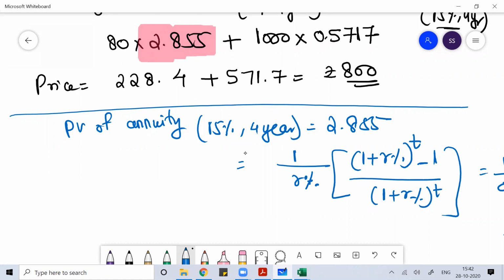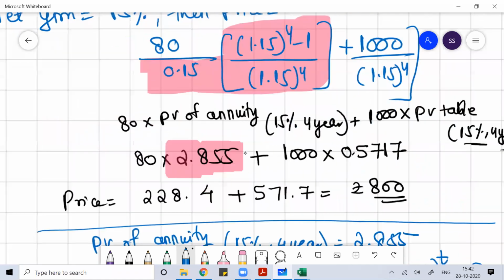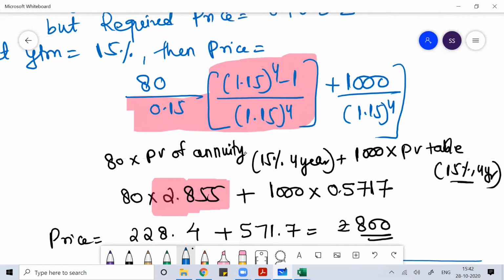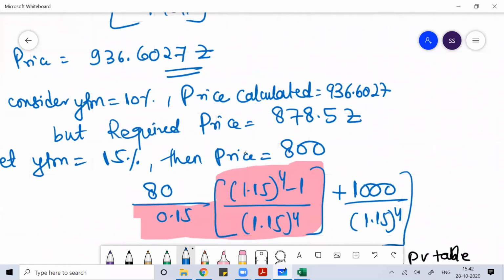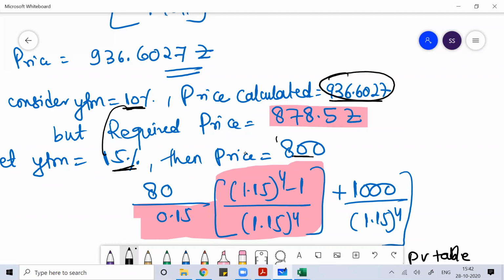Anyway, let me come back to the question. I need to find the YTM. If I take YTM as 15%, I get the price of 800. If I take YTM as 10%, then I get the price 936.6027. But the price I want is 878.5. So the rate I'm looking for is between 10 and 15, because with 10% I get 936, and with 15% I get 800. I want 878 as my price.